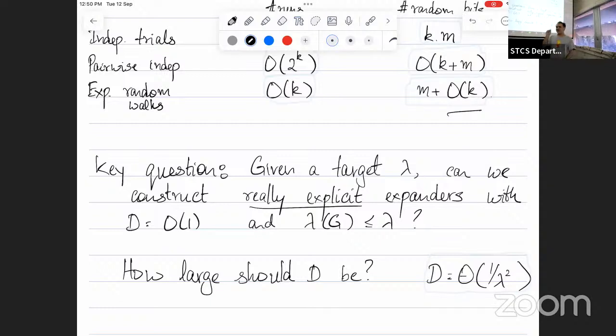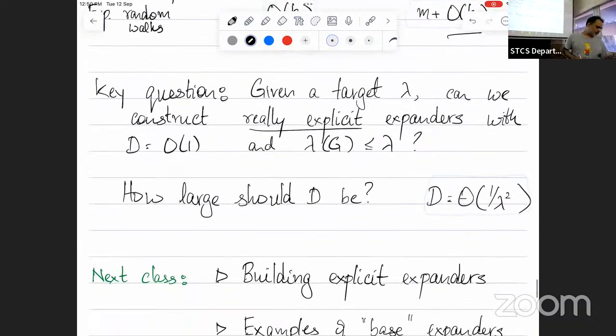In fact, there are specific constants that you can pin down here, but I'm going to be loose about it. So in general, if you want a target lambda, you should tell yourself that I need to account for a degree being like 1 over lambda squared. But fortunately, if lambda is some constant like 0.1, D is also some constant. I don't know, 10,000 or something like that.